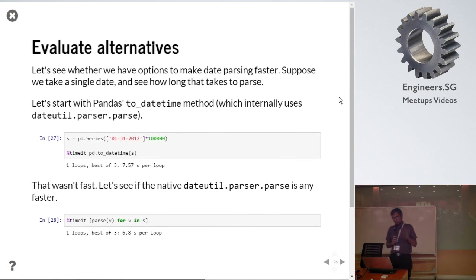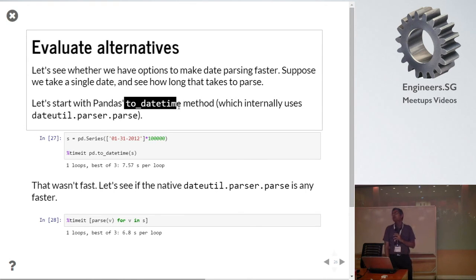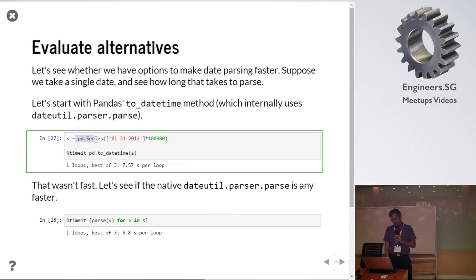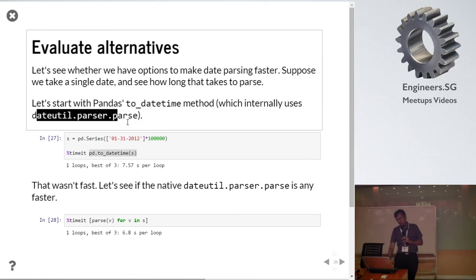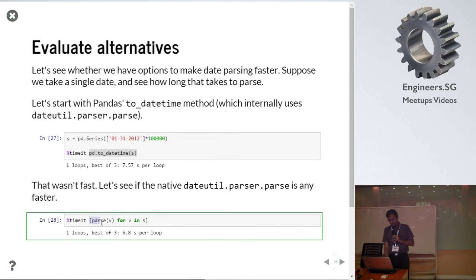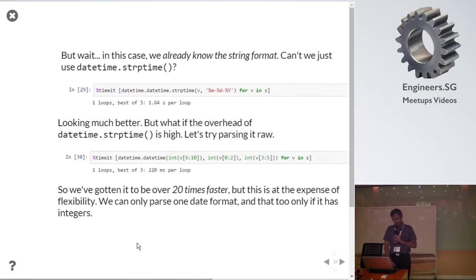So let's see what other options we have. If I want to instead use Pandas' to_datetime, and I take this series, which I've created about 100,000 copies of, and apply to_datetime, that takes 7.57 seconds. Internally, to_datetime uses dateutil.parser. So I've got a base test case to say that's what I need to optimize. Now, the native dateutil parser on the same data set isn't much faster, slightly faster, but that doesn't help us too much.